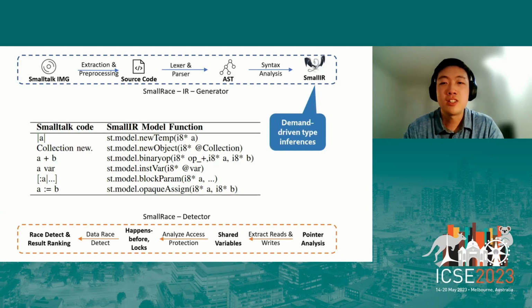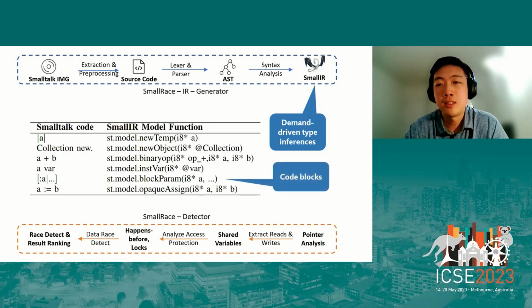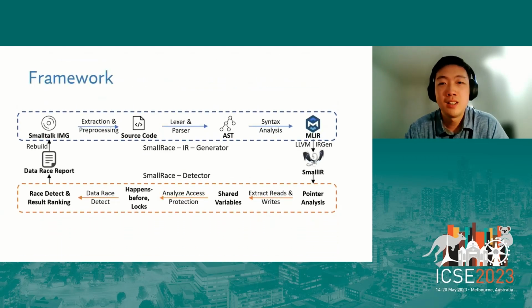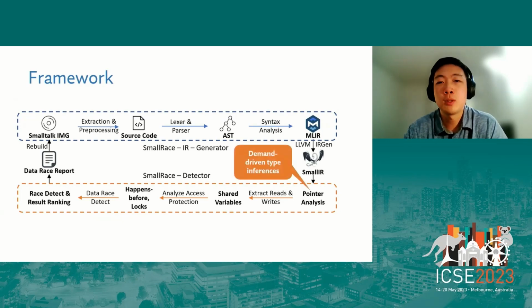The second key challenge is handling code blocks. We model a message being sent to a code block as an anonymous function call. The pointers to the external variables used inside the code block are added to the function as signatures. So in the detection phase, we use demand-driven type inference to reduce the workload by focusing only on the variables that require type assignments.